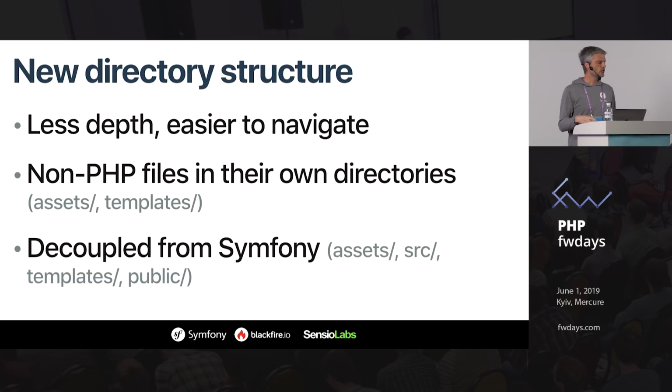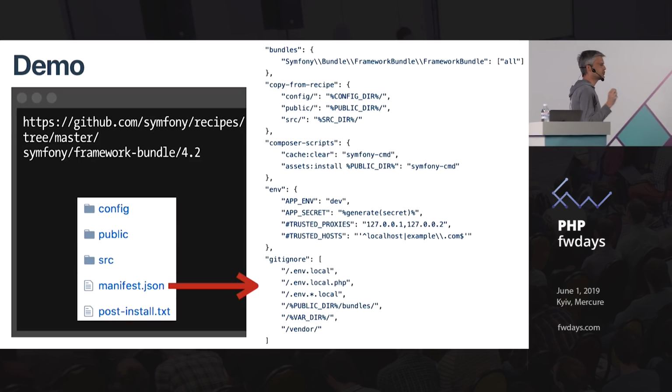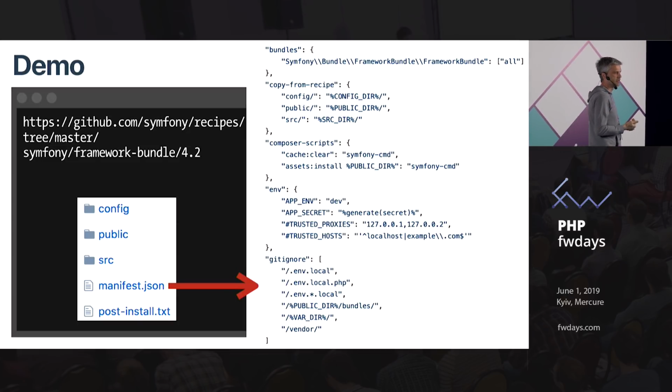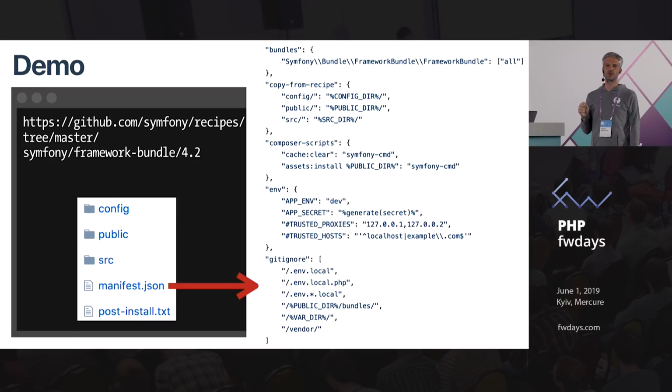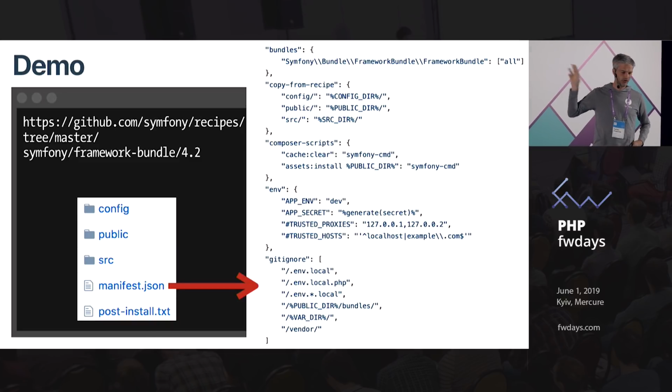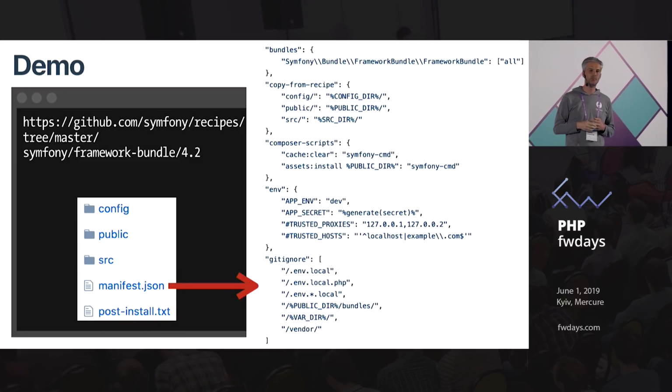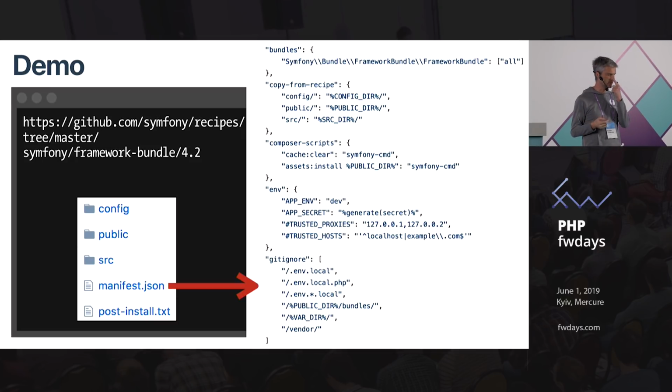Okay, so as I told you, when you create a new project with Symfony 4, Flex is running recipes. This is an extract of the recipe for Framework Bundle. And a recipe is really just a bunch of actions that Flex needs to run in your local directory. So the first one is bundles. It can register a bundle, so you don't need to register a bundle when you install one.